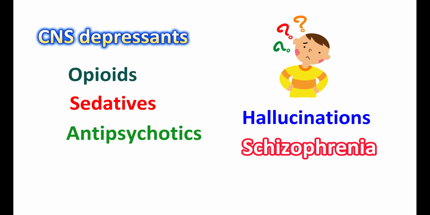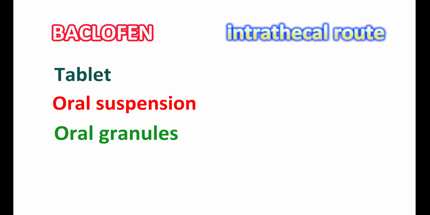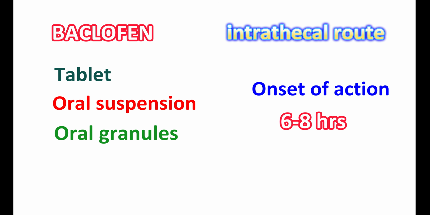Therefore, in people with any previous history of psychotic disorders, this drug should be carefully given. How is it given? Baclofen is available as tablet, oral suspension, and oral granules. It is also available as solution for injection by intrathecal route. The onset of action of baclofen is 6 to 8 hours. A high-fat meal can reduce the absorption of baclofen.